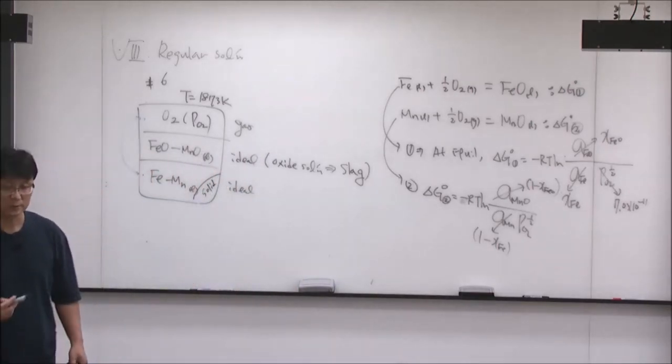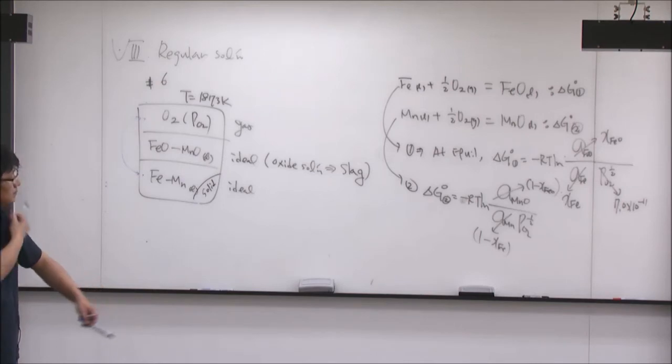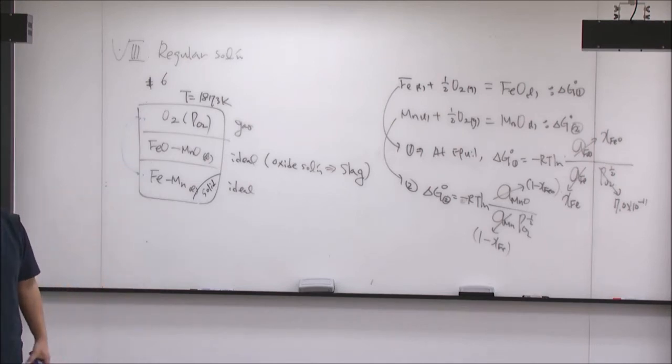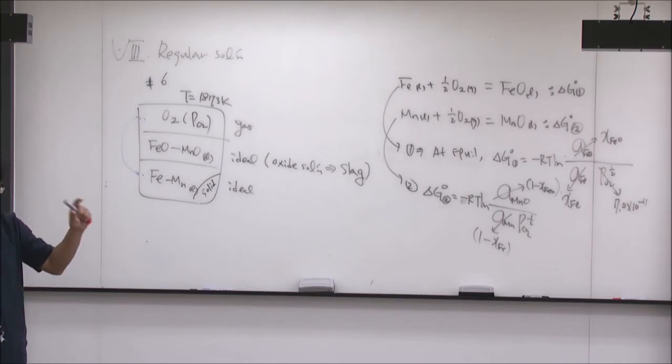It's not very complex. Or you can combine them together: one independent equation and then one combination equation. That also gives you another set of two independent equations.